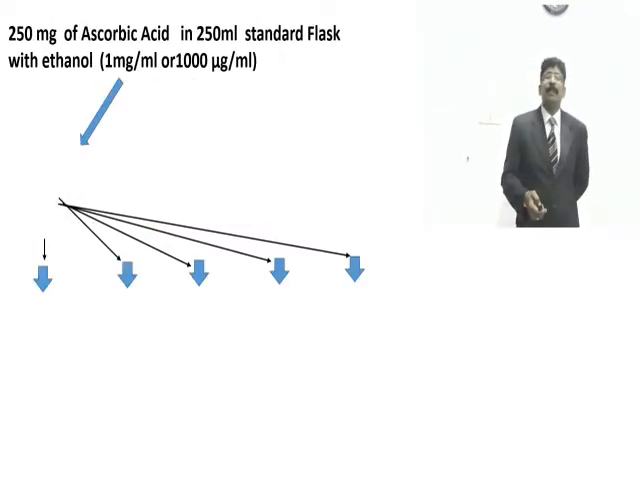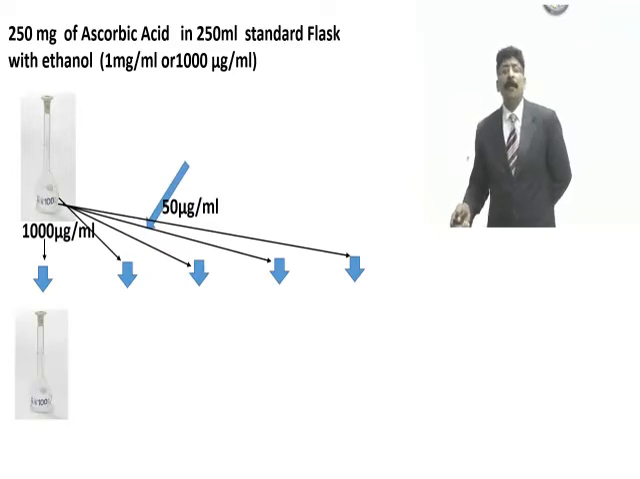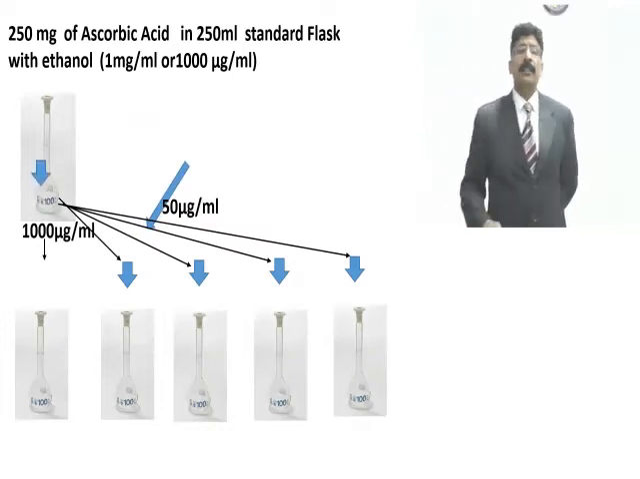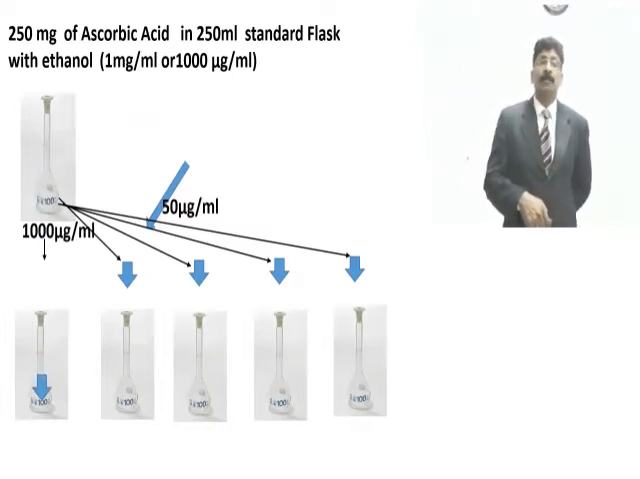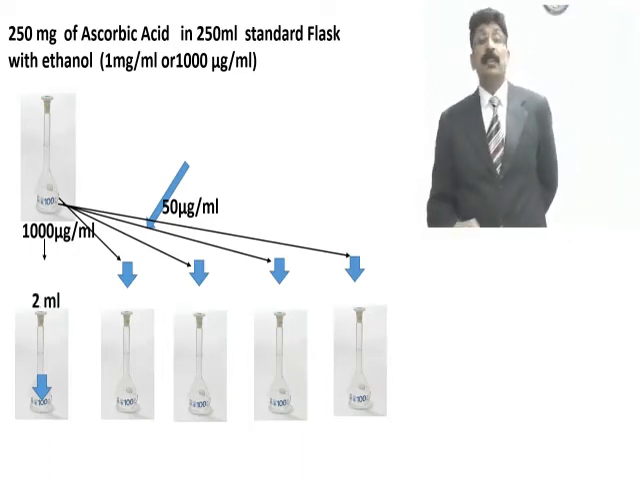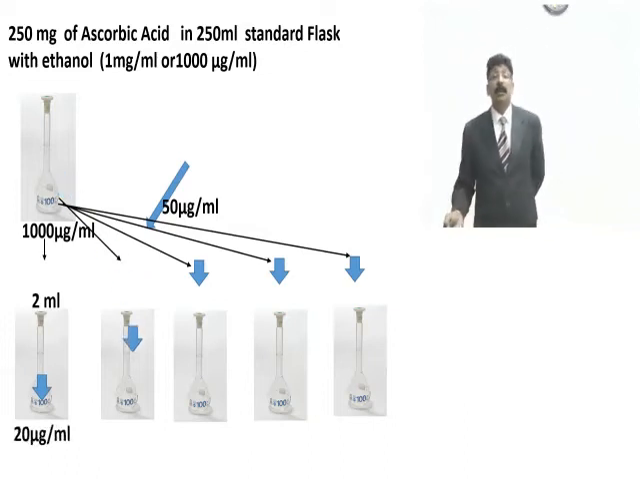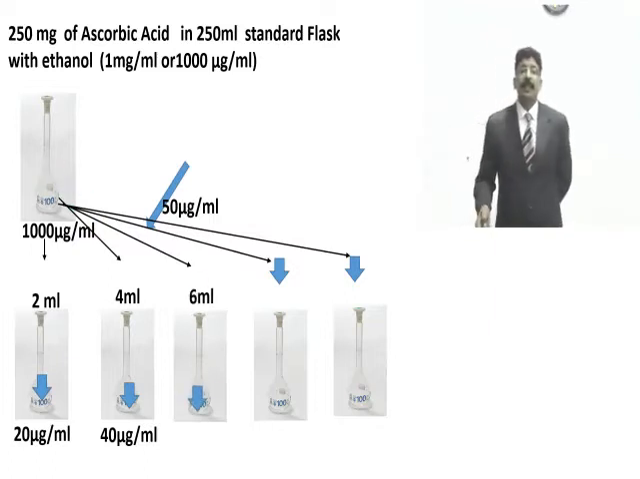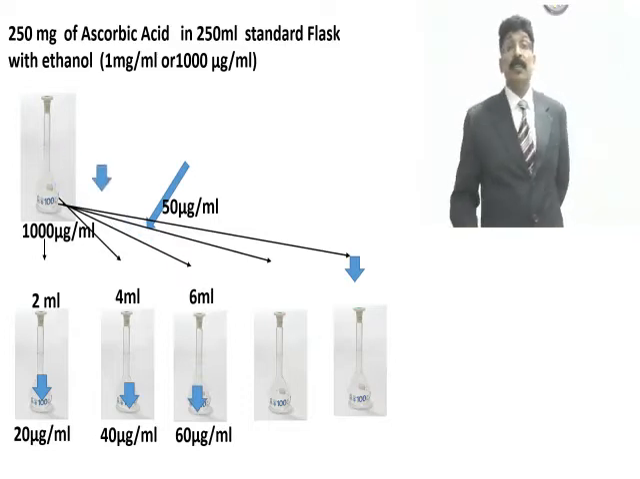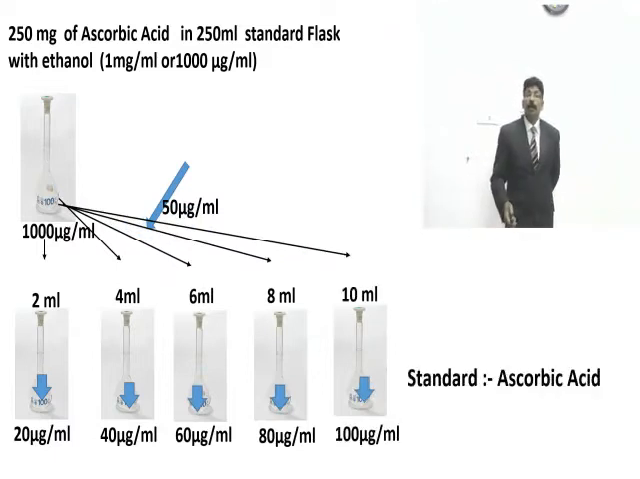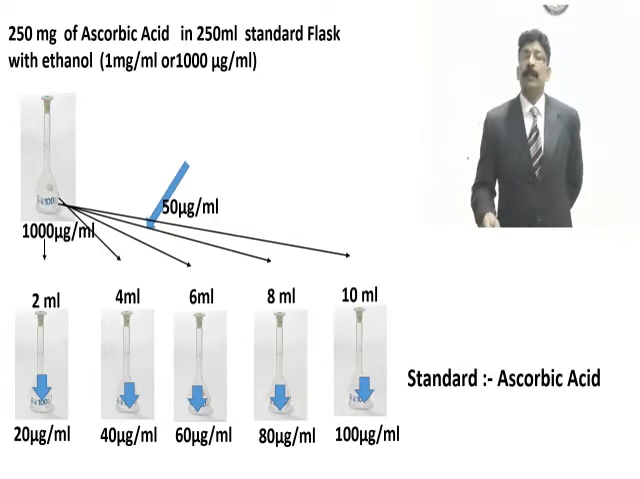In the same manner for the ascorbic acid standard also, we are making it into, you can see, a 250 ml flask of 1000 microgram per ml concentration. By taking 2 ml you will get 20 microgram per ml, by taking 4 ml 40 microgram per ml, and by taking 6 ml you are getting 60 microgram per ml, and you will get 80 microgram, and also you are preparing the 100 microgram per ml by taking 10 ml from this stock solution.